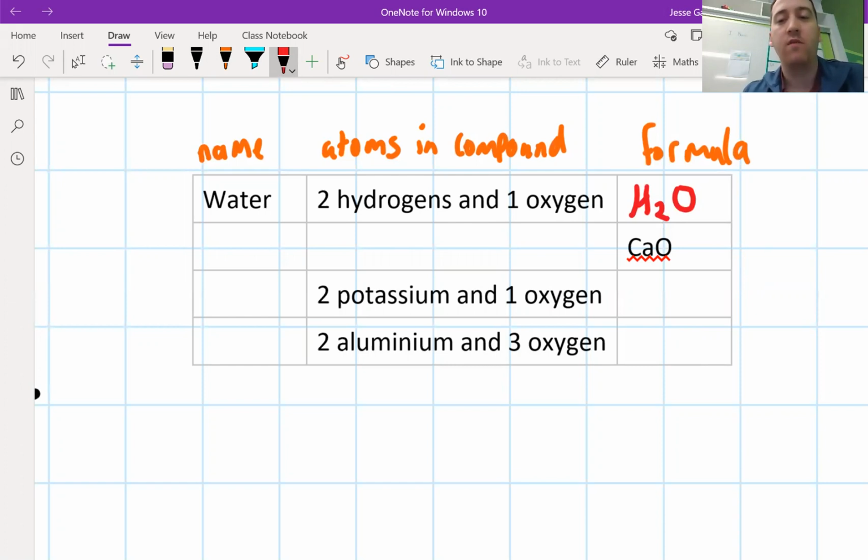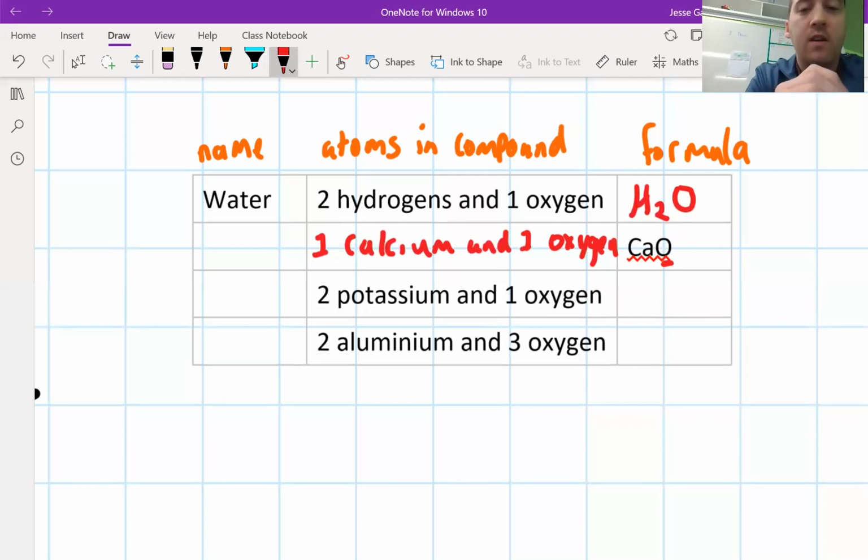All right, the second one, we've got the formula and we need to know what atoms are in the compound. First of all, there's a Ca and there's no number, so this is 1 calcium. Ca is calcium. And we also have an O with no number, so 1 oxygen. So the name of this substance is going to be, well, the metal here is calcium, so it's going to be calcium oxide. Great job if you got that right.